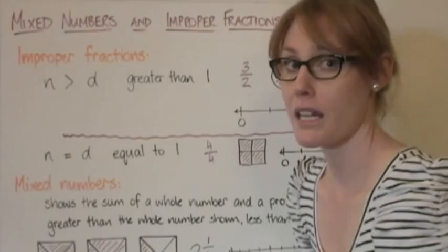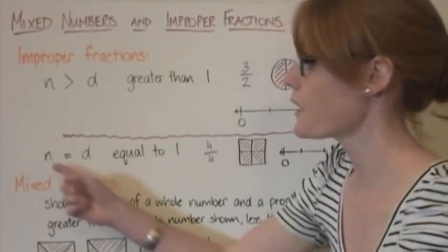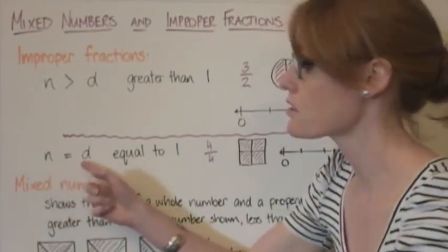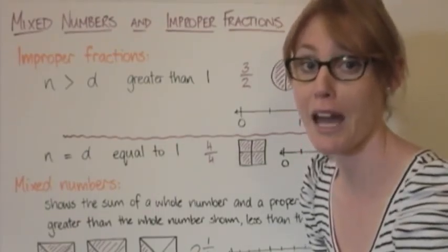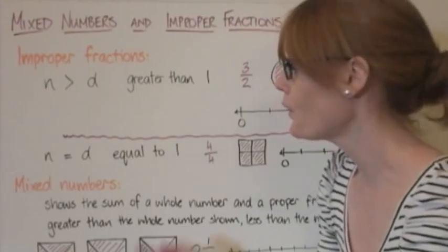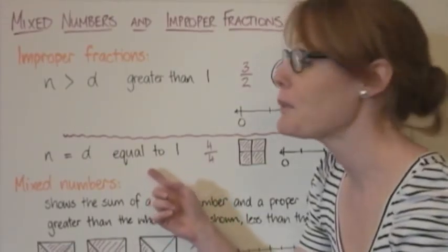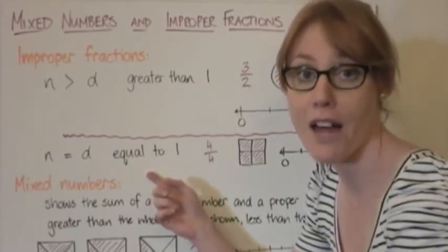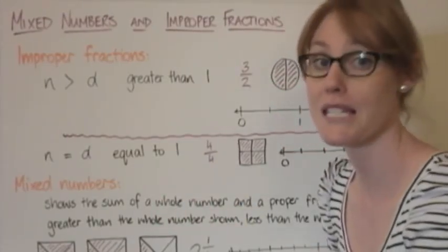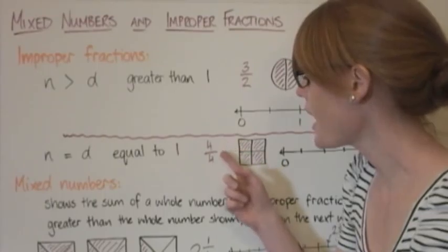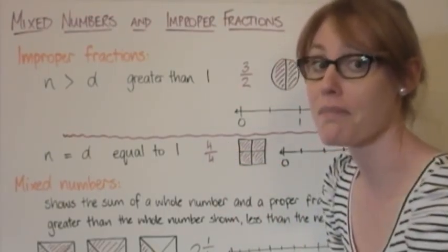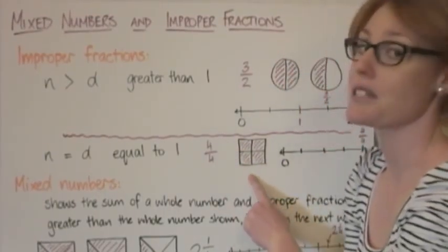The other form an improper fraction can take is where the numerator is equal to the denominator. In this case, no matter what the numerator and denominator are, as long as they are equal, the fraction itself will be equal to 1. It will have a value of 1. So here's an example. If we have 4/4, the numerator and the denominator are both the same. They're both 4.